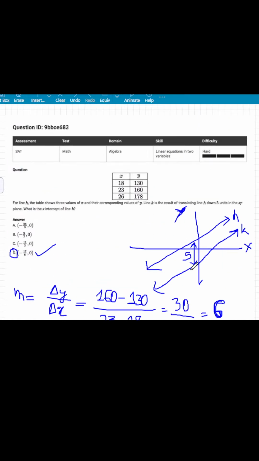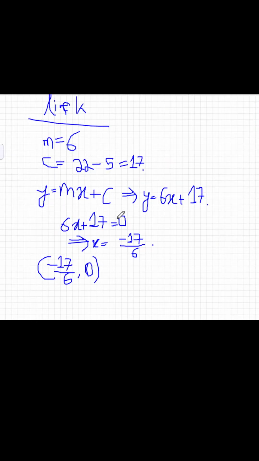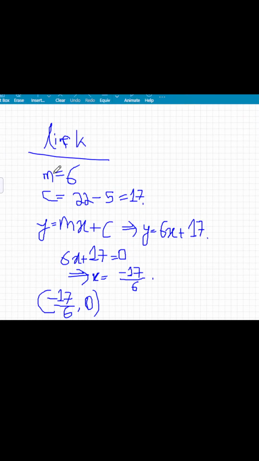Now we have to find the slope and the y-intercept so that we could derive the same for the line k. So we wrote it in this form: y is equal to 6x plus 22. 6 was the slope and 22 was the y-intercept. Then for the line k, the slope would be same. So slope was again 6, and the y-intercept was 5 less than the y-intercept for line h, so it was 17.